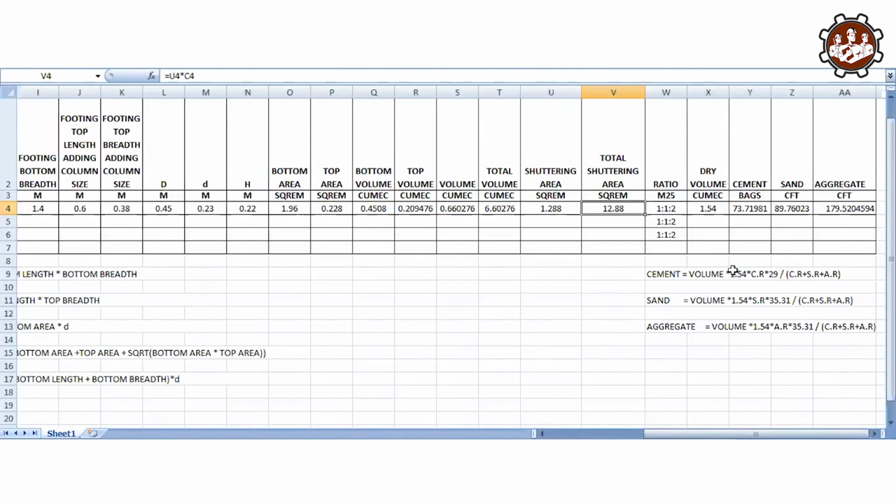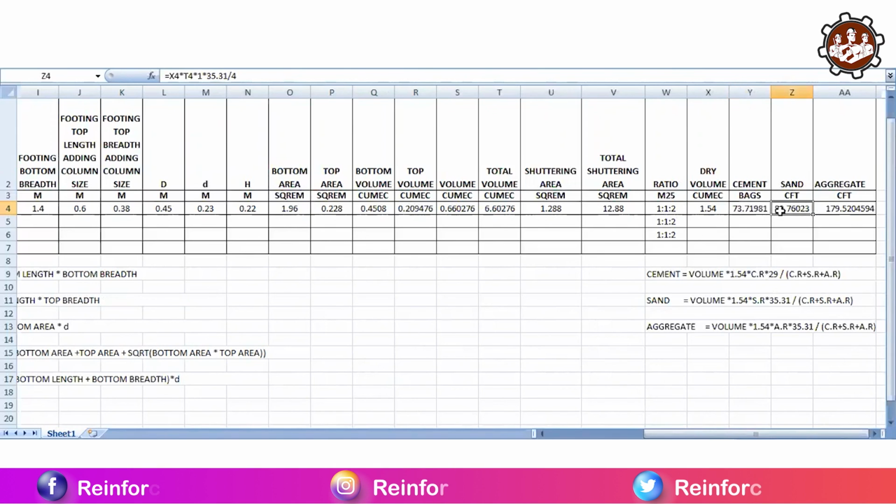Okay, so we apply this formula here for the calculation of cement quantity. This is the total volume, then we multiply by the cement ratio, then by the dry volume factor. After this we multiply by the 29 and divide by cement ratio plus sand ratio plus aggregate ratio, that is 1 plus 1 plus 2, total 4. Okay, so we get 73 bags of cement for the casting of total F1 footings in the drawing. So this is the formula for the sand: volume into 1.54 into sand ratio into 35.31.